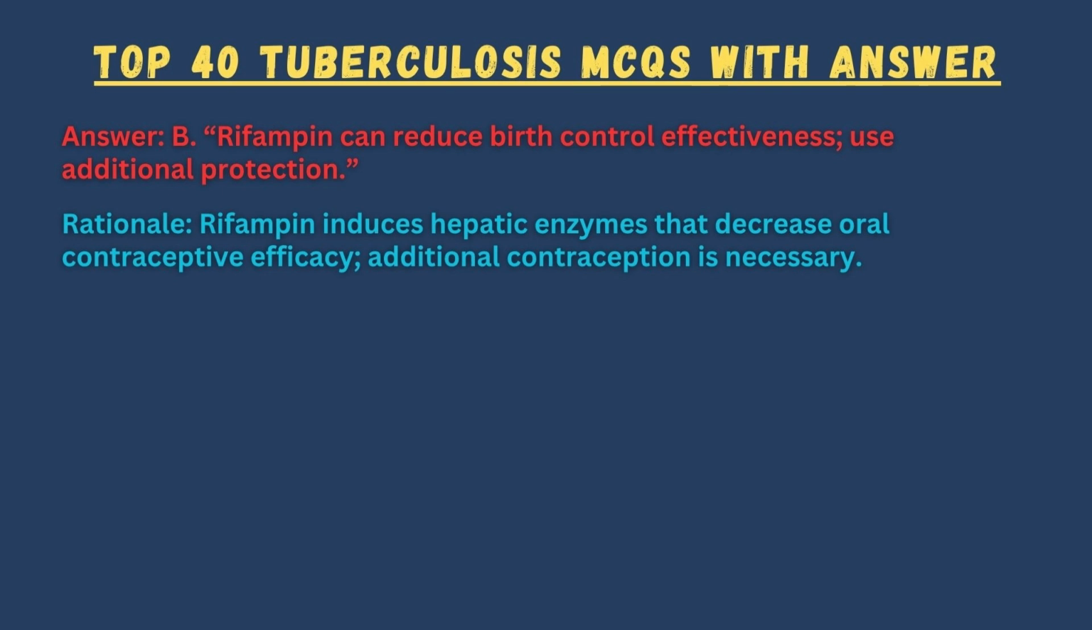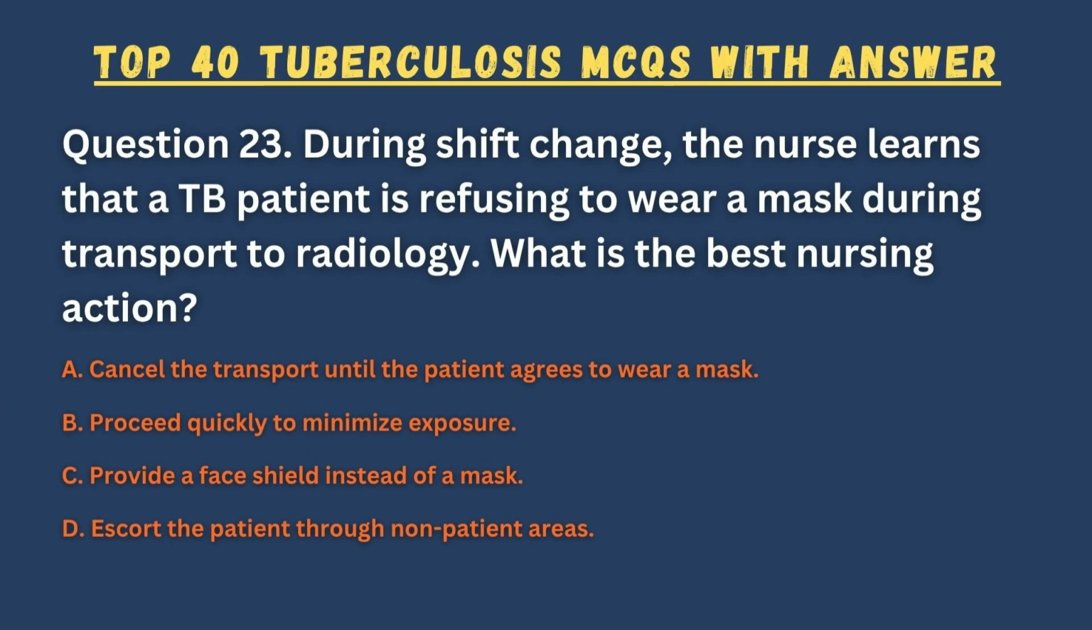Answer B. Rifampin can reduce birth control effectiveness. Use additional protection. Rationale. Rifampin induces hepatic enzymes that decrease oral contraceptive efficacy. Additional contraception is necessary.